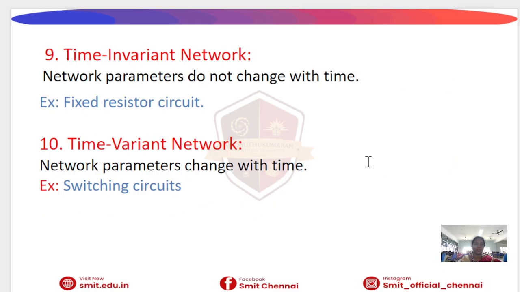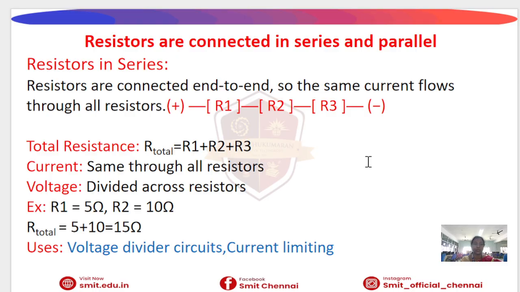Okay. Next one is time variant and time invariant. What is meant by time invariant? The network parameters do not change with time. Whatever changes we make, like changing the resistor value or inductor value, it does not change with time. So it is an example of the fixed resistor circuit. And time variant is the opposite. Whenever the time changes, the network parameters also change. So it is an example of switching circuits.